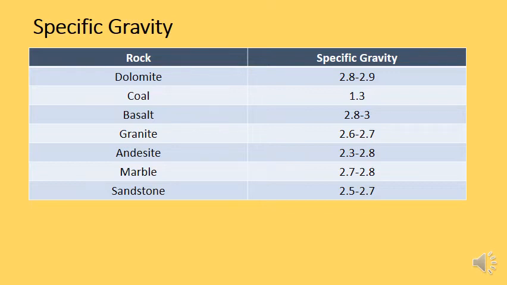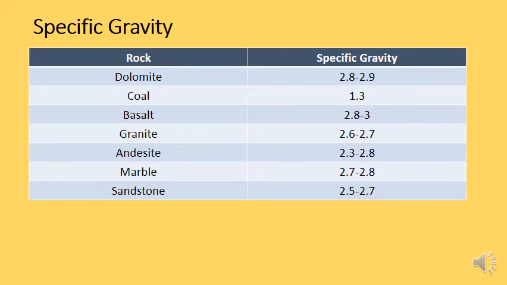Now, another example would be sandstone. Sandstone has a specific gravity of 2.5 to 2.7. So the density is 2,500 to 2,700 kilograms per meter cubed. Look at coal. Now, coal has very little density. If you have charcoal from the barbecue, it does feel quite light. It's 1.3, so it's still a bit more dense than water, but it's not very dense for a rock.